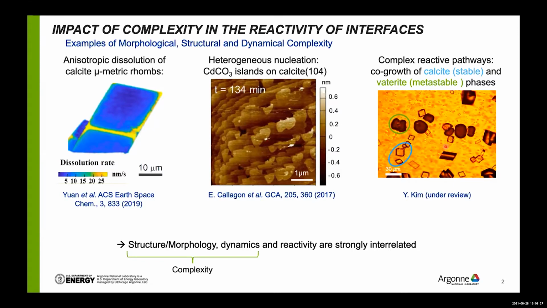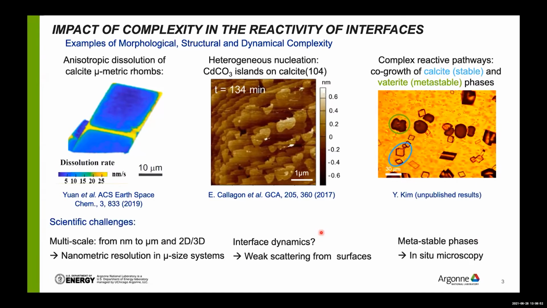And the third example is about the coexistence between different reactive pathways, like here, where you can see the co-growth of calcite and vaterite, two different phases of calcium carbonate. So complexity is this interplay between structure, morphology, and dynamics. And these three examples illustrate how they strongly impact the reactivity of the interfaces.